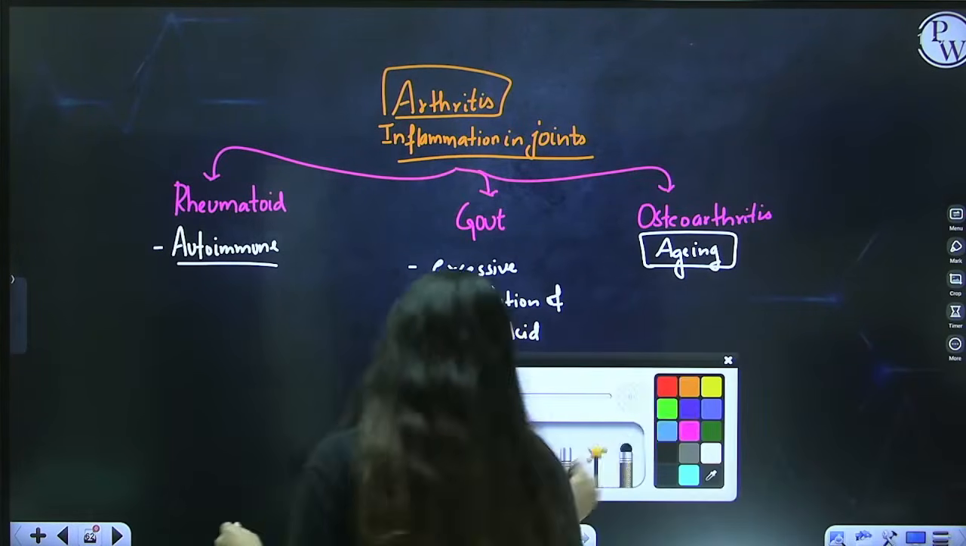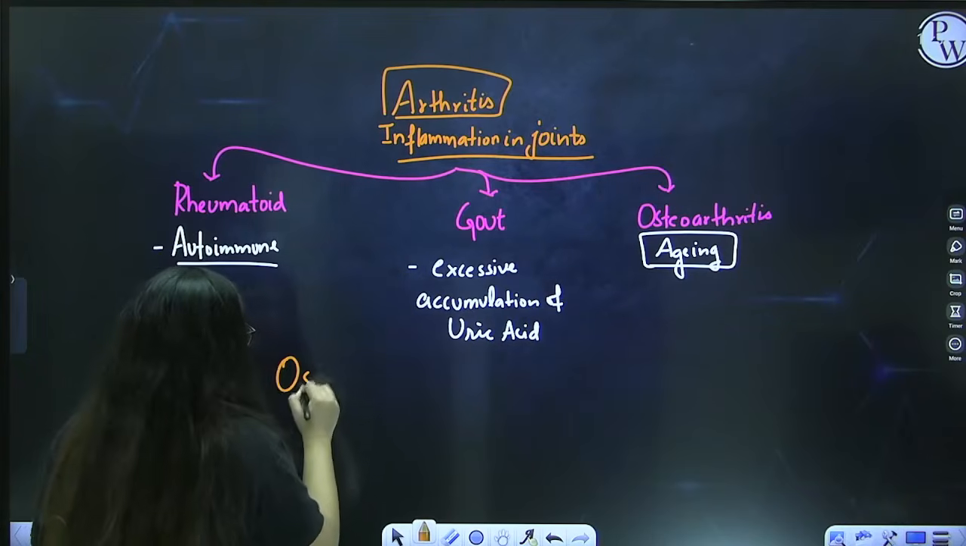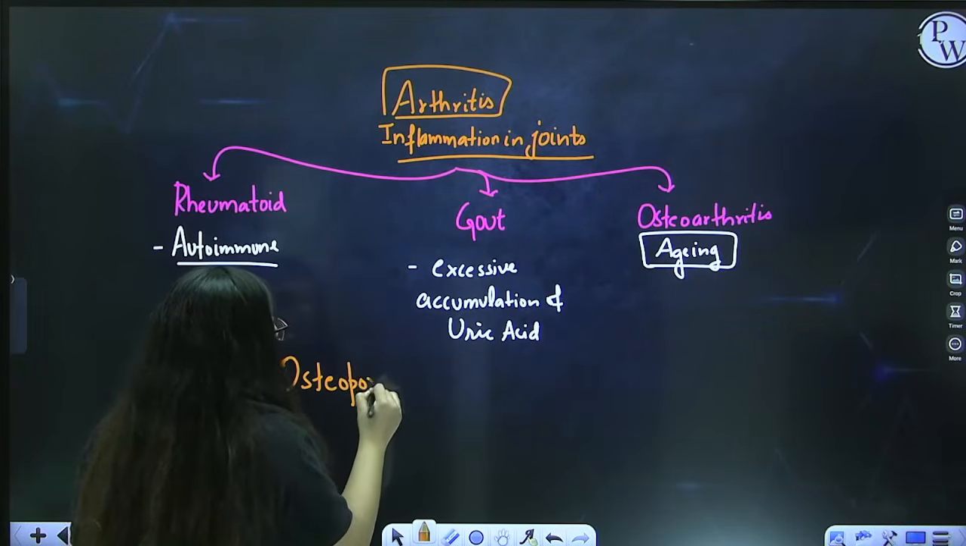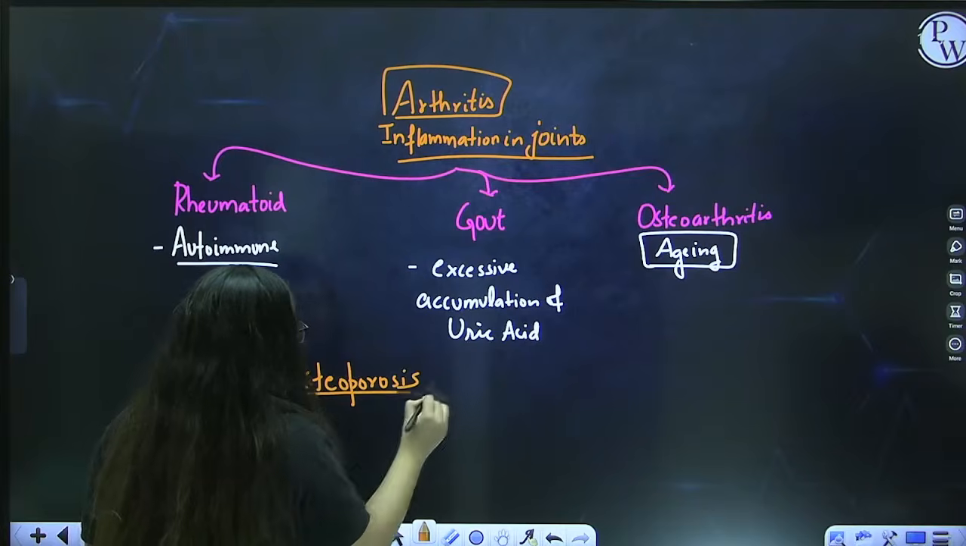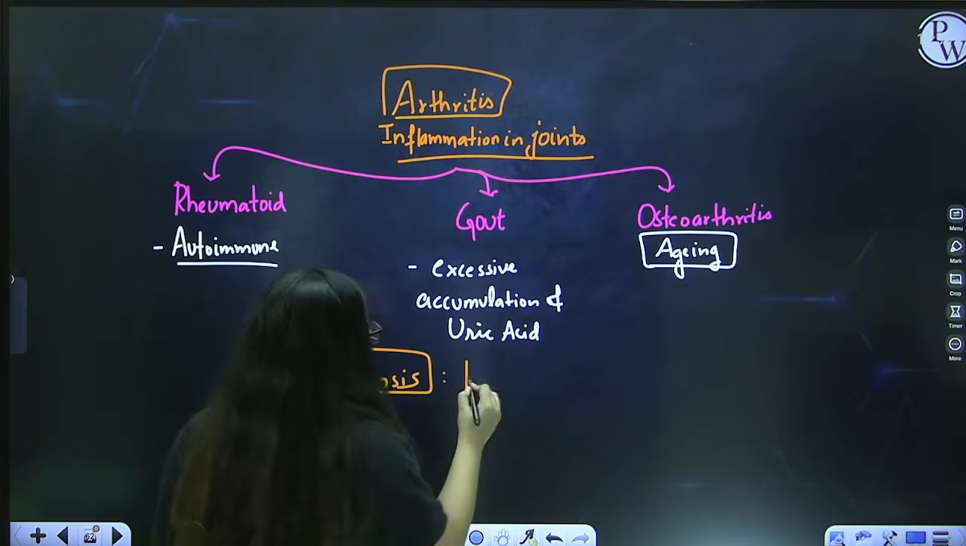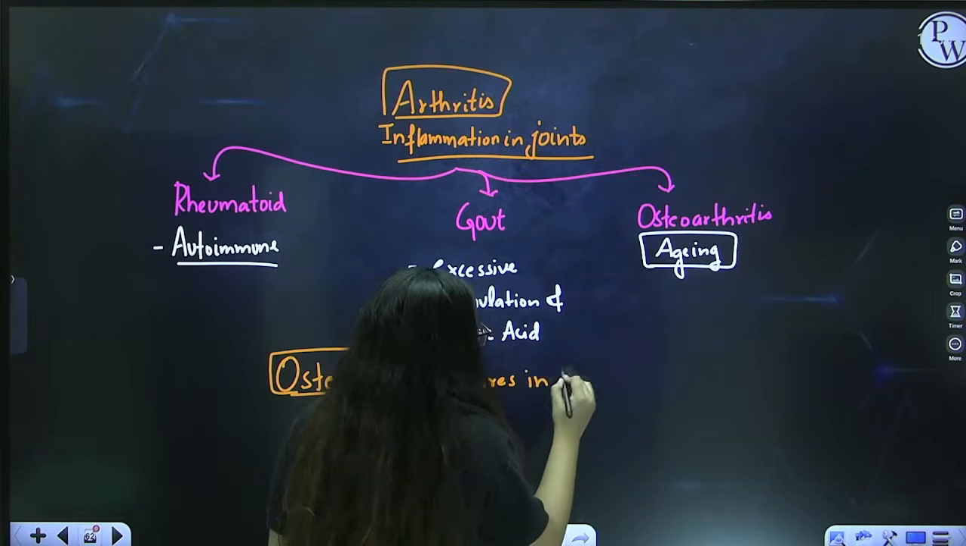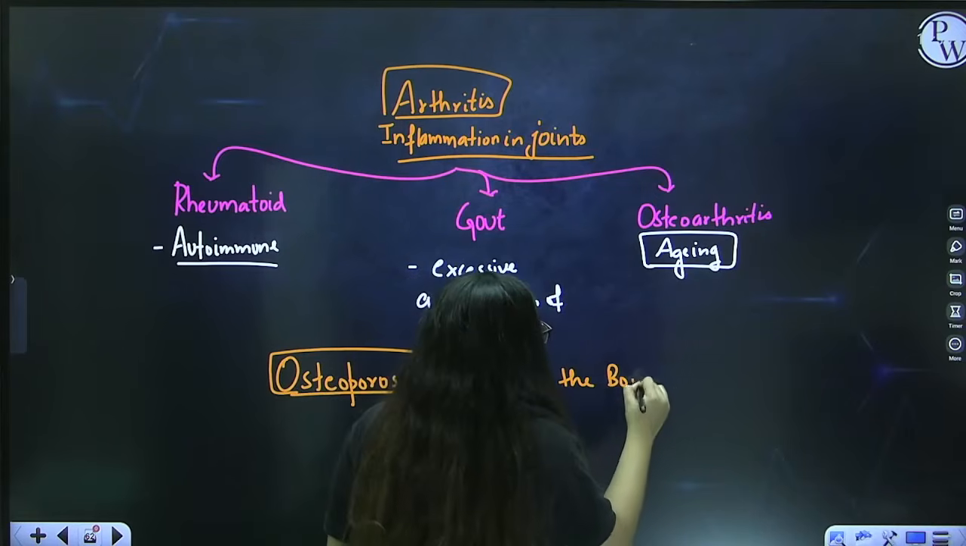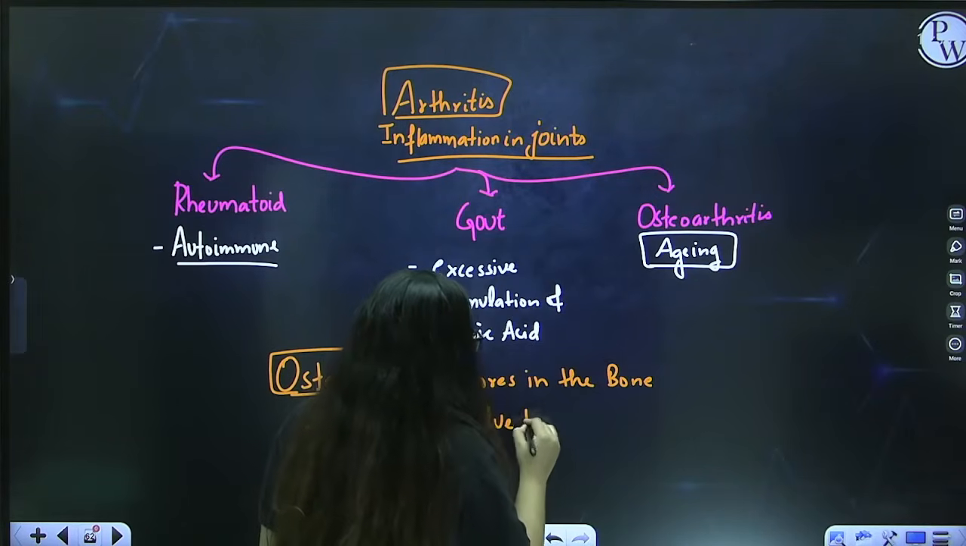One such another disorder is osteoporosis. Osteo means bones, poro means pores, and cis means synthesis. So there are pores in the bones. Why? Due to low estrogen.